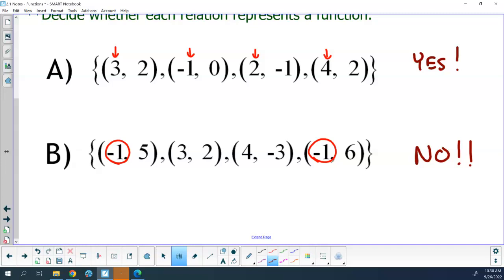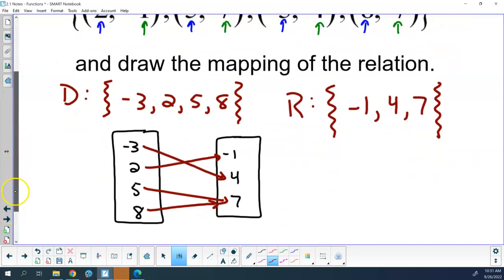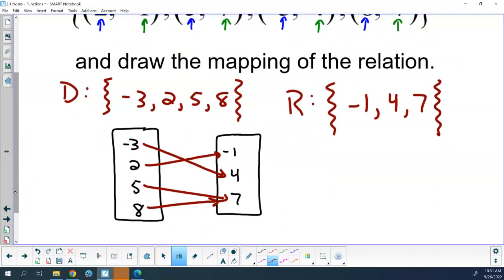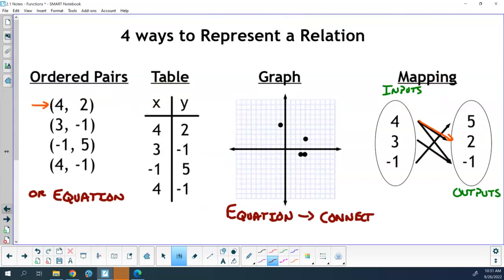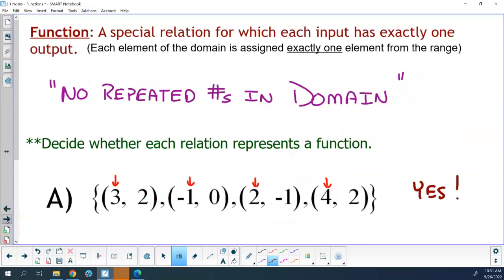So you can use that no repeated x values when you have the ordered pair form of a relation, when you have a table, or when you have a mapping. So if we go back to the mappings of this one, this would be a function because there's never more than one arrow coming out of the same element from the domain. Over here, this would not be a function because there's two arrows coming out of the four. So we can use that for those.